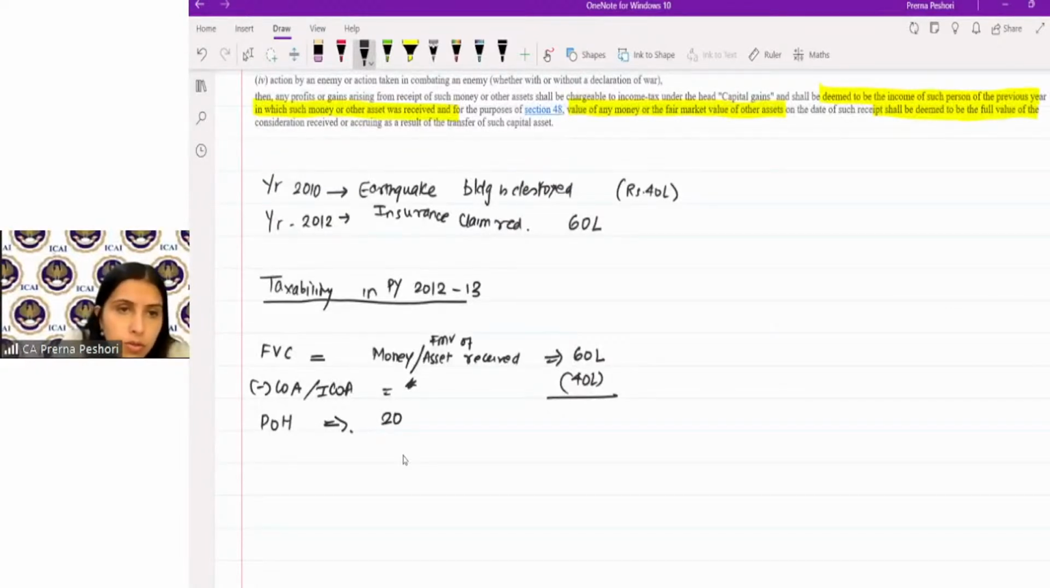Then period of holding year will be from 2000. Let's say I've purchased this building in year 2002. Okay. So 2002 to 2010 or 12. What will be my period of holding? Will it be 2010 or 2012?